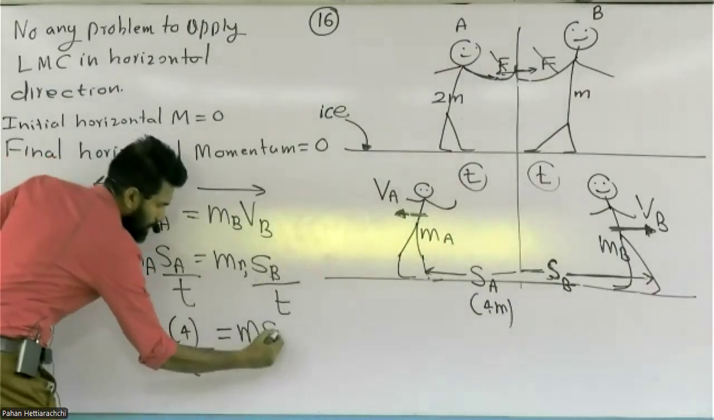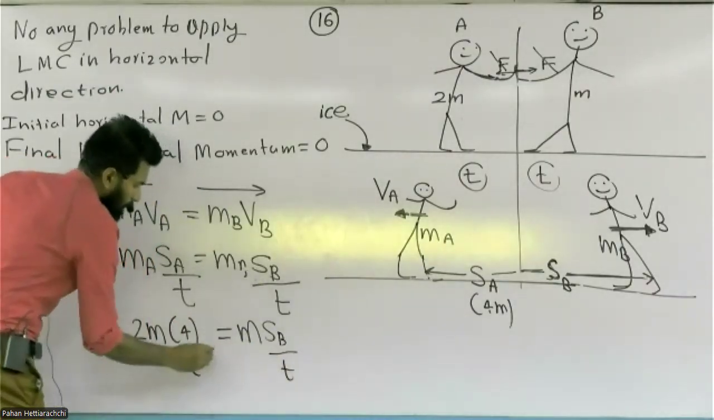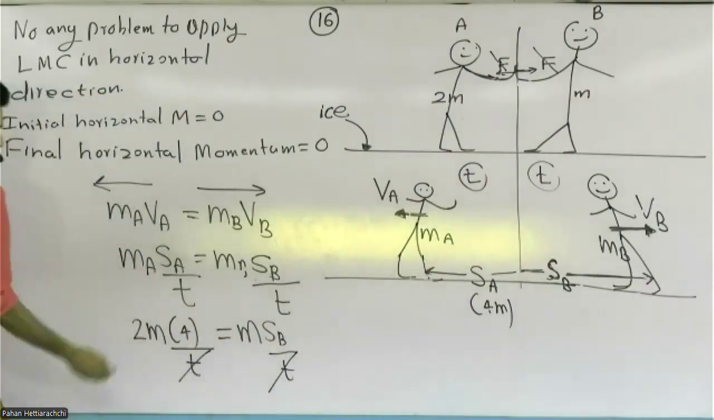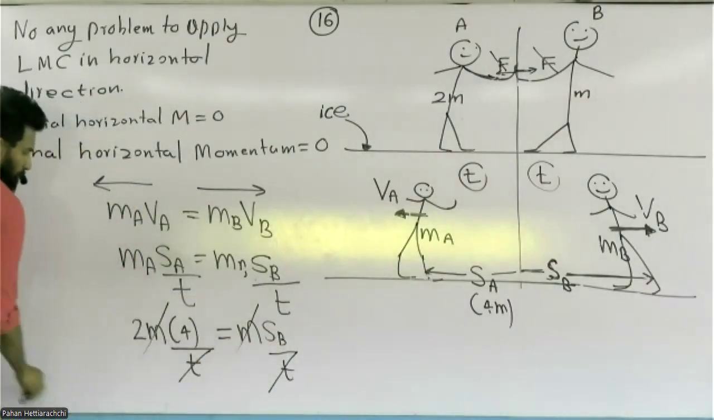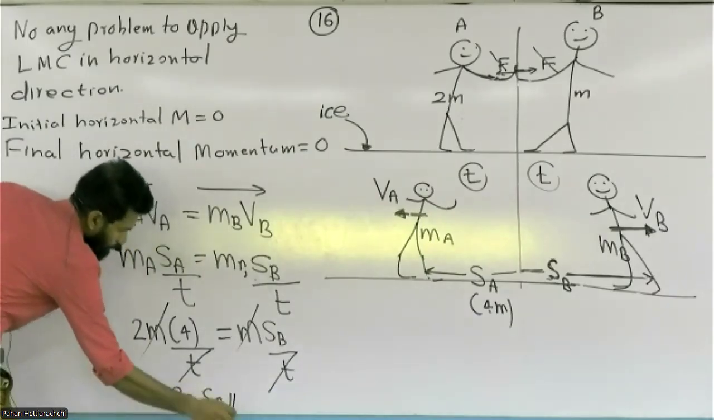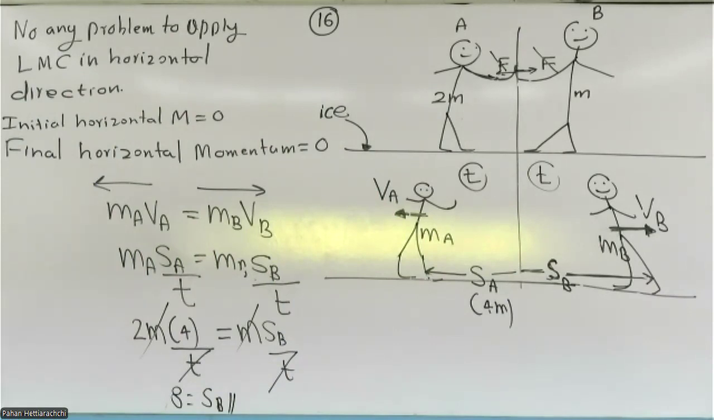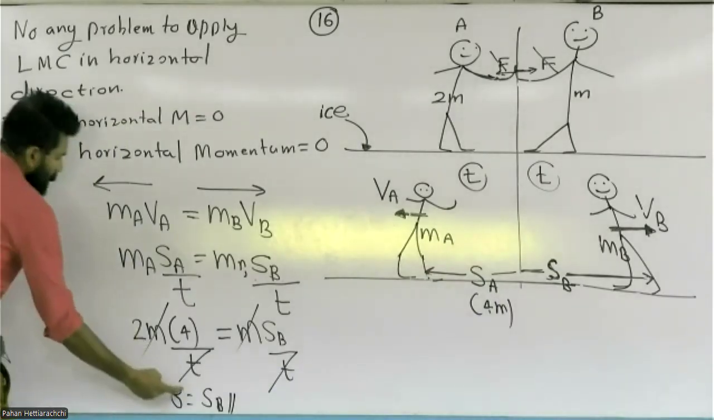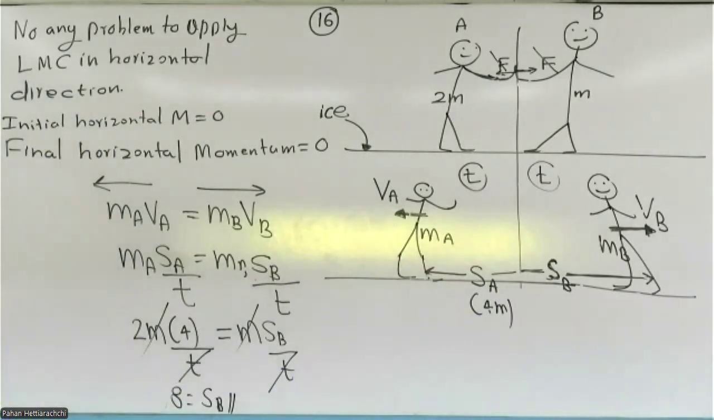SB over t is present now. What will happen? t will cancel out. M and 2M, the factor M will be cancelled out. 2 into 4, 8, is equal to SB. When A travels the distance 4 meters to the left side, B has moved 8 meters to the right side. This was also an A-level exam MCQ.